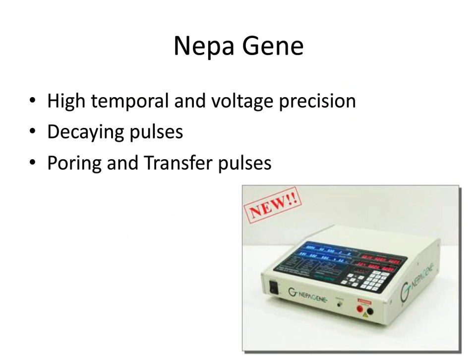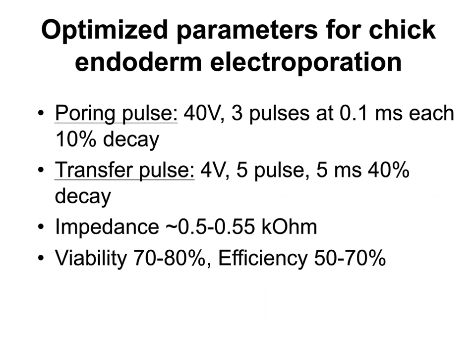Among the features that drew us to the system were the high precision over very small time scales, as well as very large voltage scales that are sometimes lacking in other systems, and also just the number of different variables that you can play with in order to ensure that you get really the right amount of voltage and nothing more than that, so that you can get efficient electroporations without damaging the tissue. So what I'm showing here are the optimized parameters that we arrived at through interactions with NEPA gene, where they actually were quite collaborative and helpful in this process.